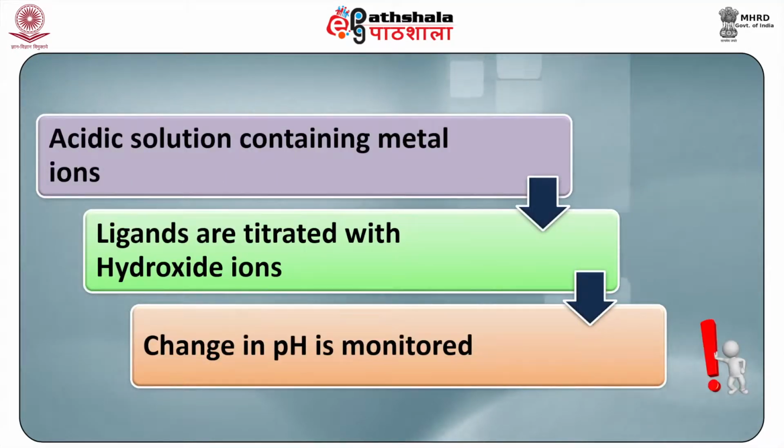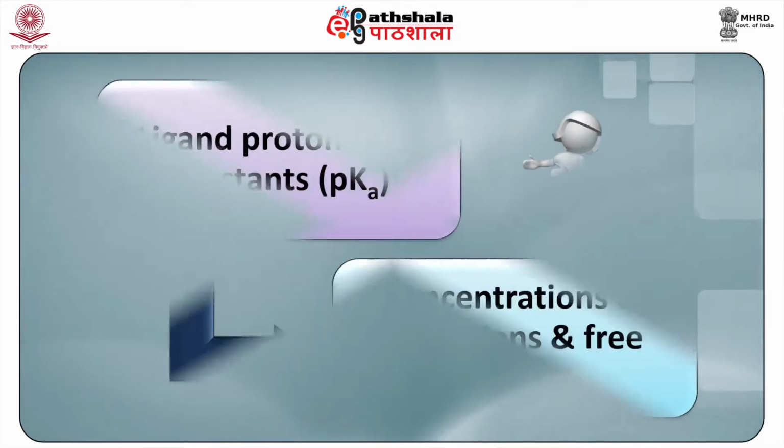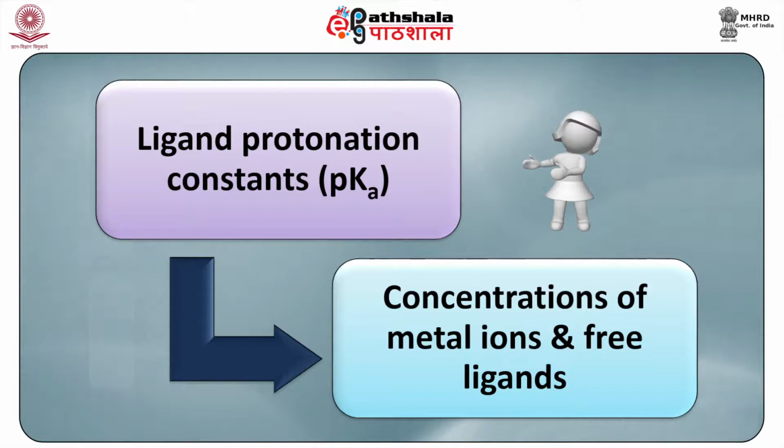In the potentiometric titration experiments, the acidic solution containing metal ions and the ligands is titrated with hydroxide ions, and the change in pH is monitored during the titration. On the other hand, keeping pH constant and changing the ionic strength can also be monitored. Likewise, numerous such parameters have to be considered before titration of the metal complex. The background information that needs to be obtained is the ligand protonation constants pKa along with the concentration of the metal ions and the free ligands.